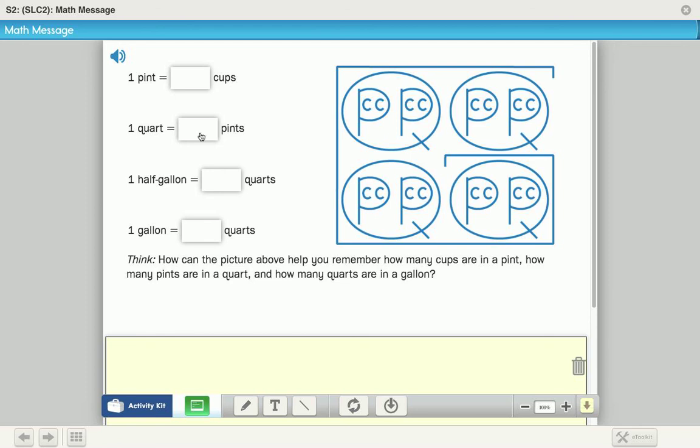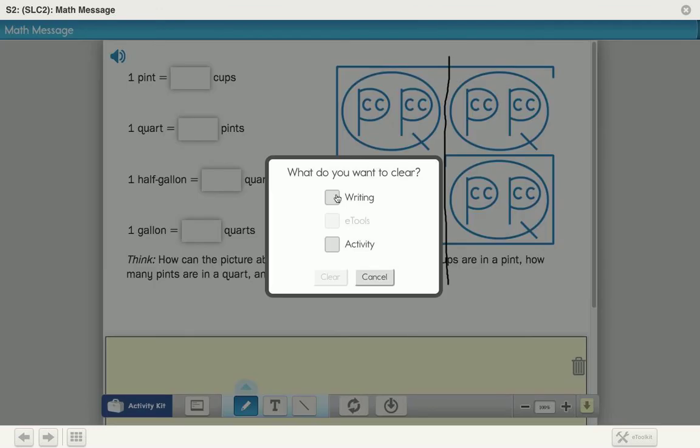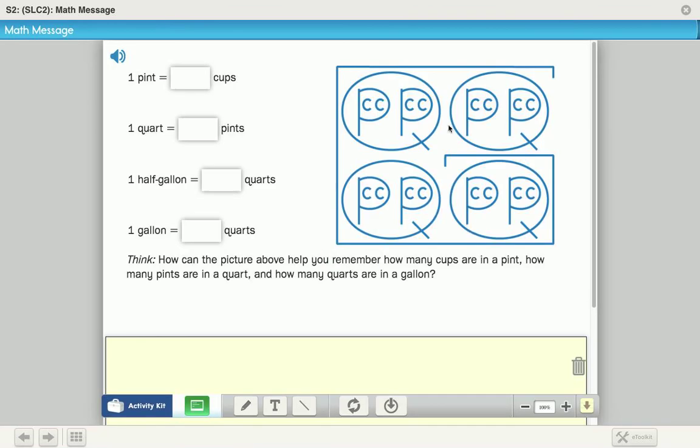The quart, how many pints is in 1 quart? So I'd have to find the 1 Q and find out how many P's are inside of that Q, and there are 2. A half gallon is equal to how many quarts? So for this one, you have to think just half of it, okay? Not the whole gallon, but just half the gallon. So in half the gallon, how many quarts are there? Well, there's 1, 2 Q's, so there's 2 quarts in a half a gallon. And then how many quarts in a whole gallon? So then you'd look to see how many Q's are in the whole thing. 1, 2, 3, 4.